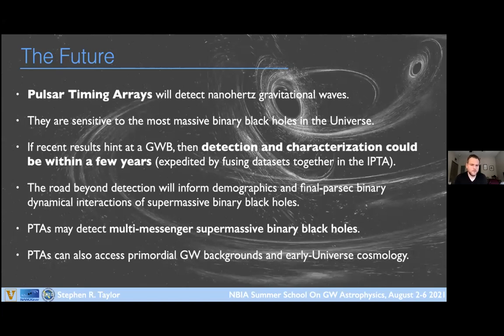Once we get beyond that, we'll start to be able to probe into some very interesting astrophysics of supermassive black holes, including their demographics and their dynamical properties. We could, in fact, detect multi-messenger supermassive black holes if we can find a counterpart. We can also access some cosmological signatures as well, which might lie below the level of the supermassive binary black hole background. So it's an exciting field.